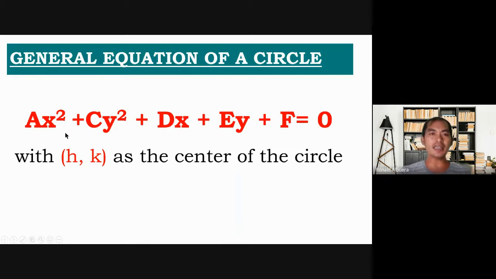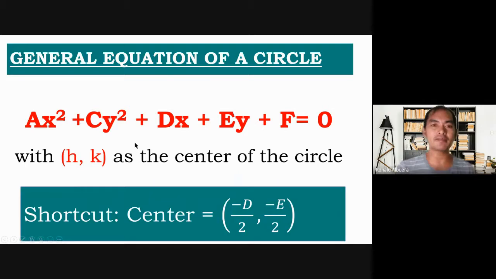Take note, the general form of the equation of the circle has a coefficient of a and c for the x squared and y squared. Dapat pareho itong number. Kung 3 ang a, 3 din ang c. Then pareho din sila positive. Okay? And same coefficient. Kung 1, 1 din ang c. And so that will form a circle.